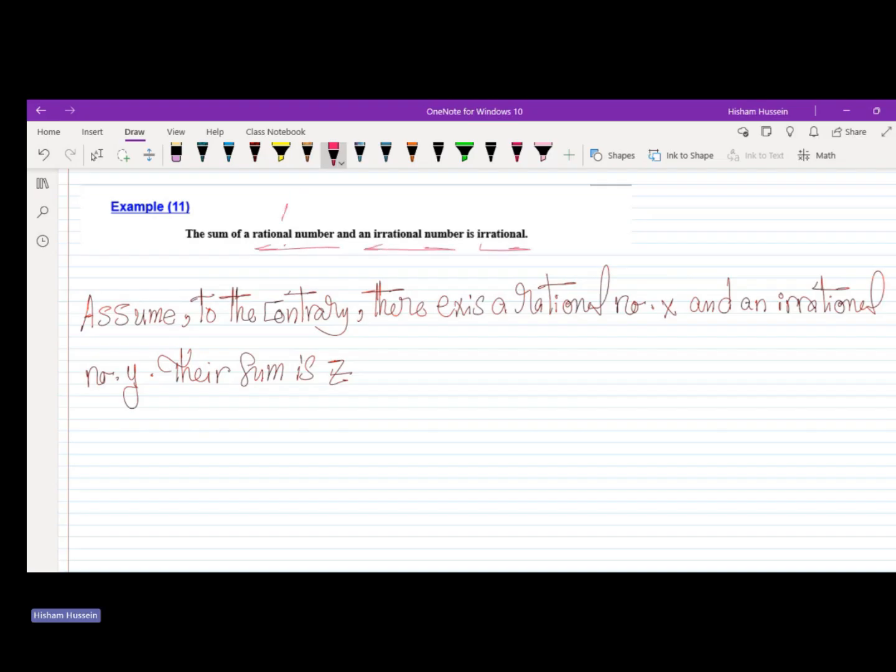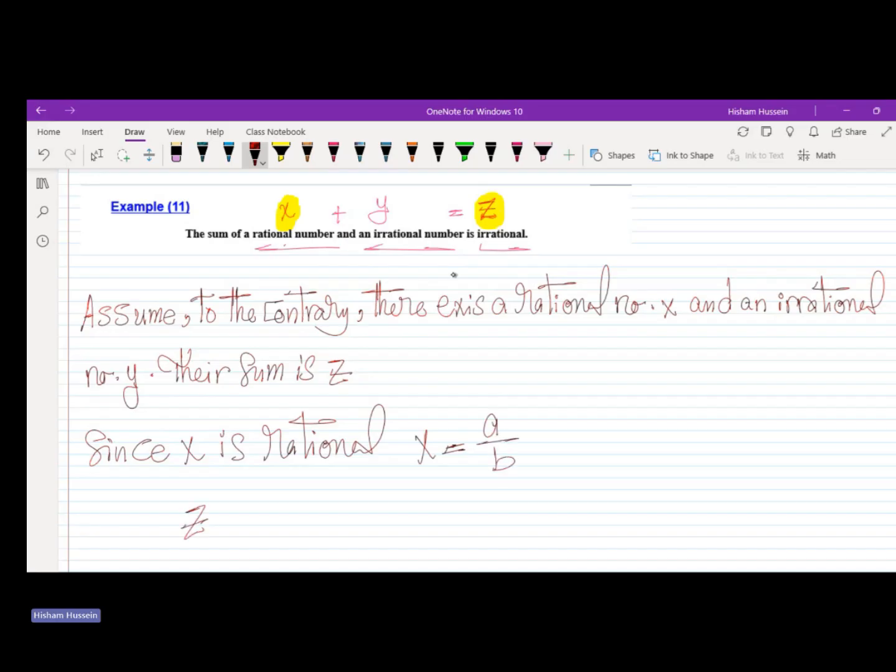So we have x plus y equals z. He's claiming that x, which is rational, plus y, which is irrational, equals z, which is rational too. Okay, so their sum is z. Since x is rational, we can write x as a divided by b, for example. The same, he claimed that z is rational, so z can be written as, for example, c over d.